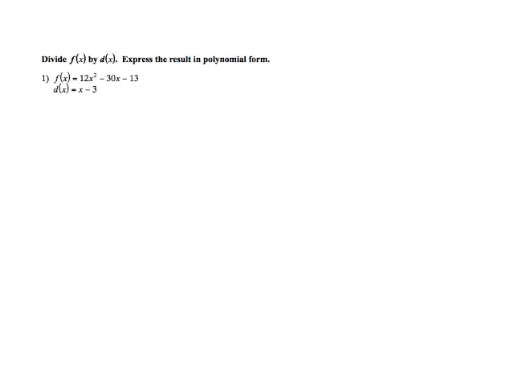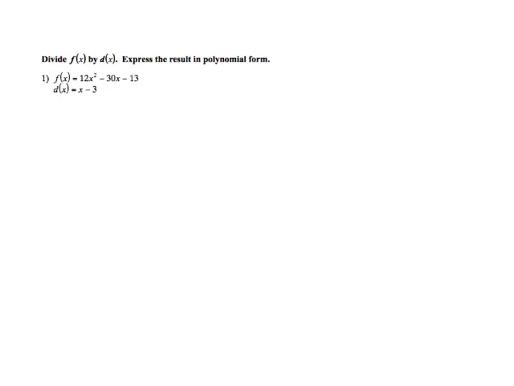Okie dokie, this is an example of how to divide polynomials. So you're going to take the first polynomial, f of x equals 12x squared minus 30x minus 13, and you're going to divide it by x minus 3. And it says to write it in polynomial form.